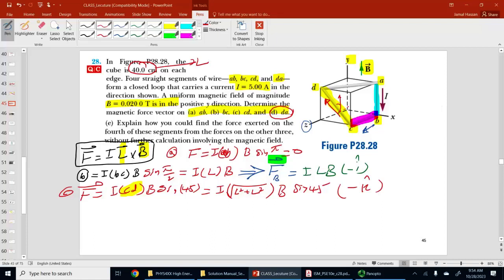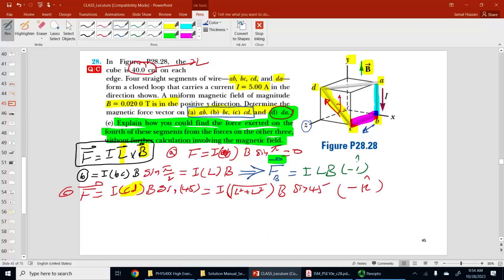Okay. Now part E. Explain how you could find the force exerted on the fourth of these segments from the forces on the other three without further calculation involving the magnetic field. So the question simply asks, is it possible to find the force on this if you know the force on the other three pieces? Actually, the answer is yes.